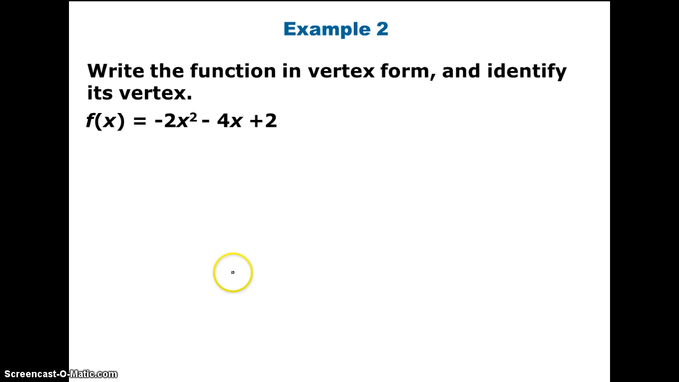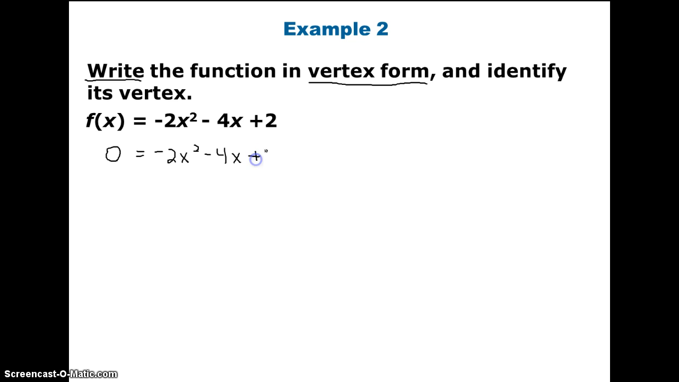So the second example here says you want to write the function in vertex form and identify its vertex. Now this is not solving, but when you have standard form and you want to write it in vertex form, you must complete the square. So it's a good example to practice completing the square. For the name of the function, f of x, first change that to a 0. We're going to let f of x equal 0. Everything else is the same.